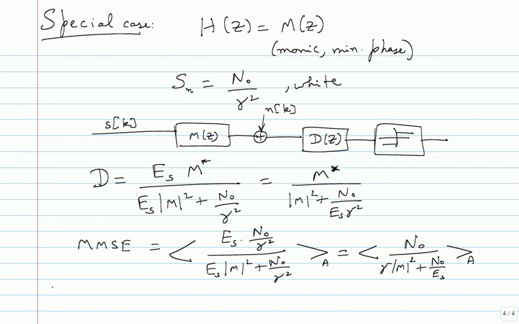So I want to compare this with the zero forcing linear equalizer. For the zero forcing linear equalizer, what becomes the mean squared error?